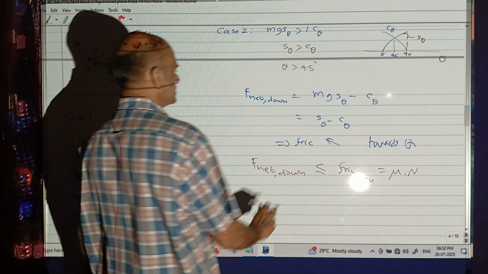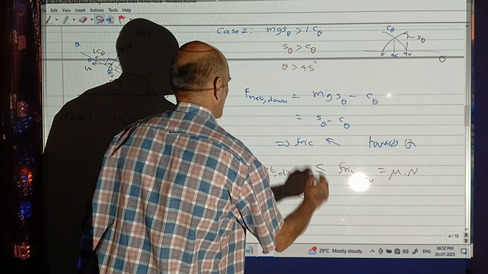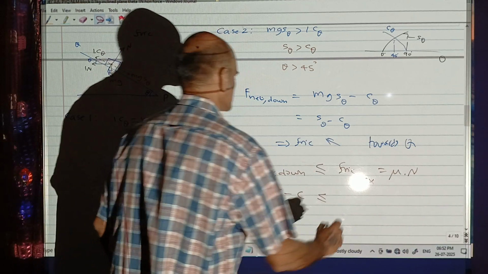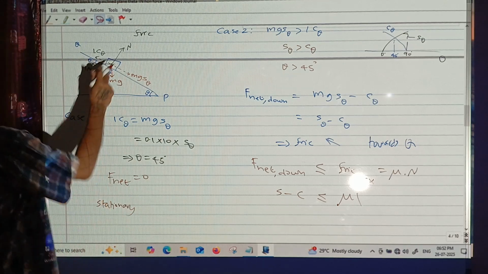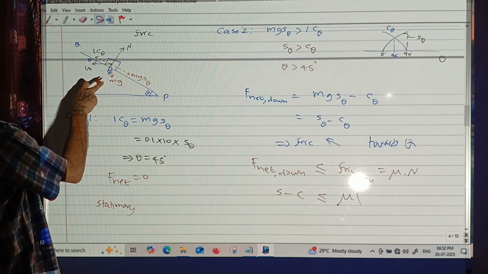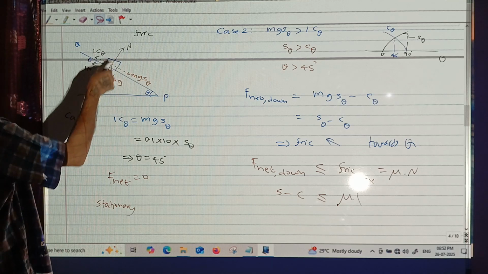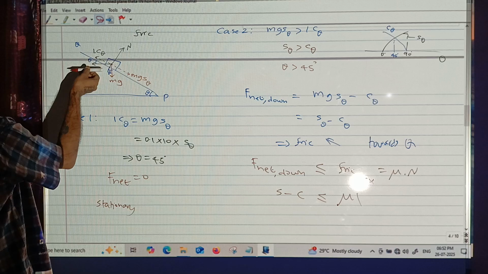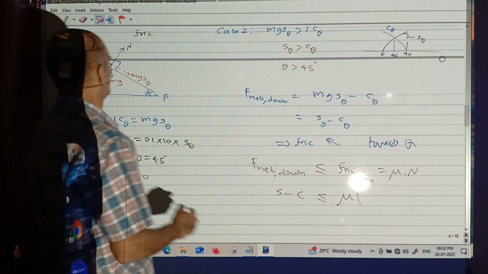So this means that the net downward force, that is sine minus cos, should be less than or equal to the friction force, which is mu times the normal reaction. Normal reaction is mg cos theta plus 1 sin theta. Mg sin theta is here, mg cos theta is here. So mg cos theta will oppose the normal reaction, and 1 cos theta is along the plane, 1 sin theta is downward.